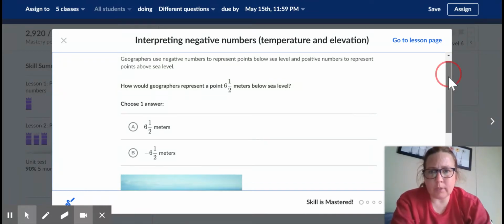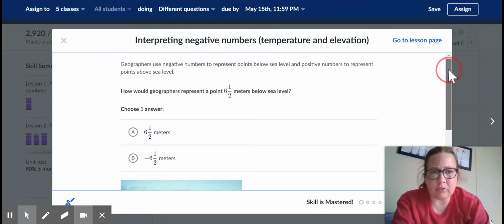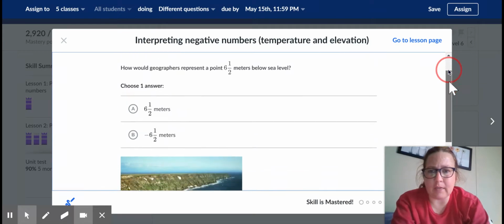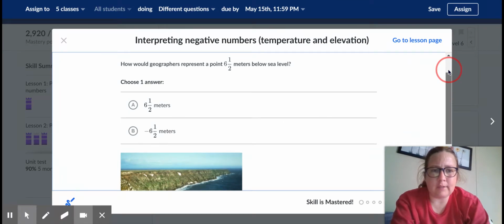This first one says geographers use negative numbers to represent points below sea level, and positive numbers represent points above sea level. It's asking how would geographers represent a point 6.5 meters below sea level. The word below here is our key word. That means it's going to be a negative number. So we would choose B.